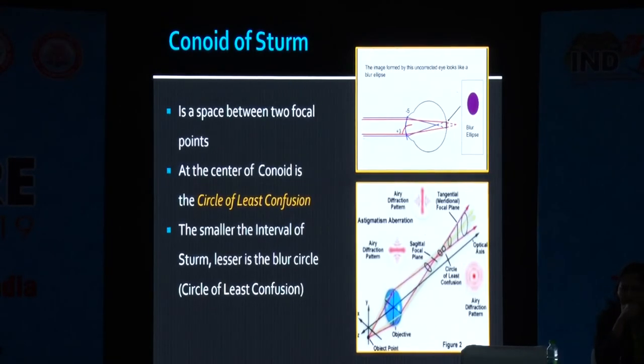Another aspect is the conoid of Sturm. It is a cone between the two focal points in astigmatism. And at the center of the conoid is the circle of least confusion or diffusion. The smaller the interval of Sturm, the lesser is the blur circle or the circle of confusion.